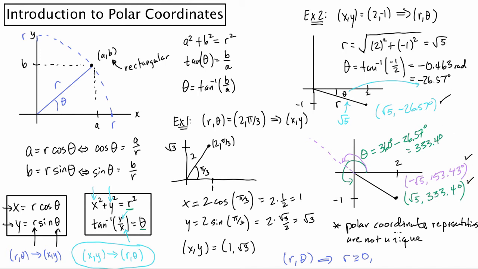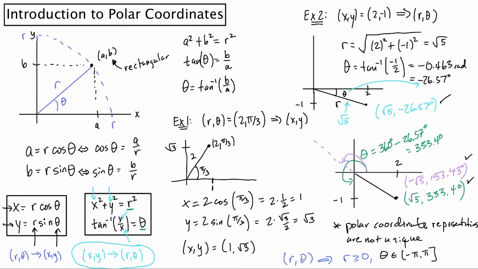But the one that we want to use is the one that I started with, the one in blue, because I want my radius to be positive. I don't want to give negative radiuses or radii. And the angles that I want to look at have to come from the interval from minus pi to pi.